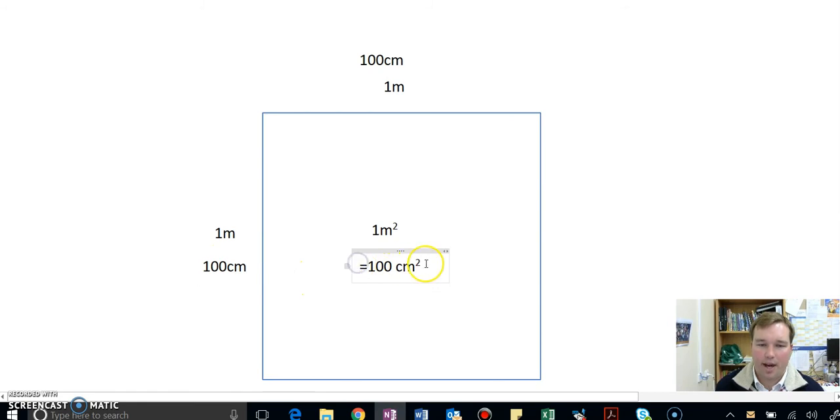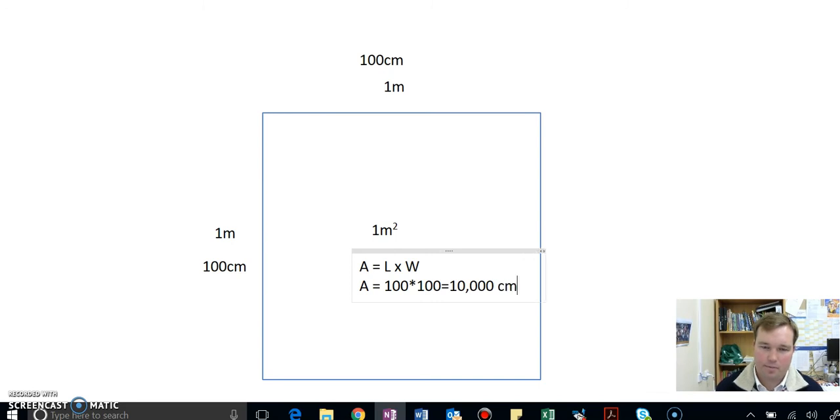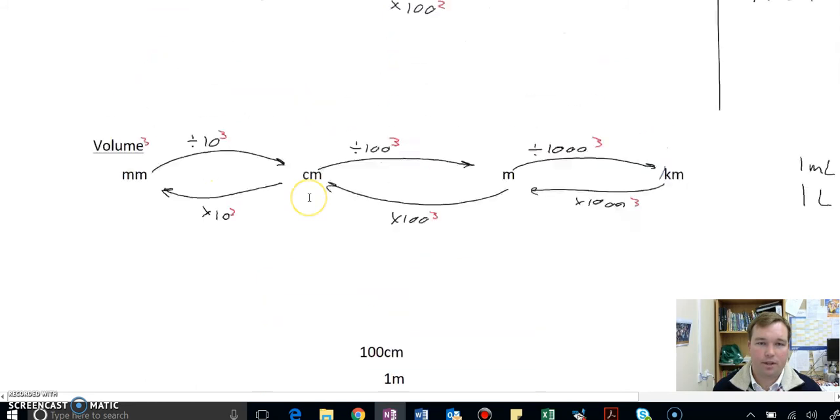And if we want to work out the area of the square, area equals length times width, or in our case, 100 times 100, which is 10,000. So, interestingly enough, 1 meter squared does not equal 100 centimeters squared. 1 meter squared equals 10,000 centimeters squared. And understanding the logic behind that is important.